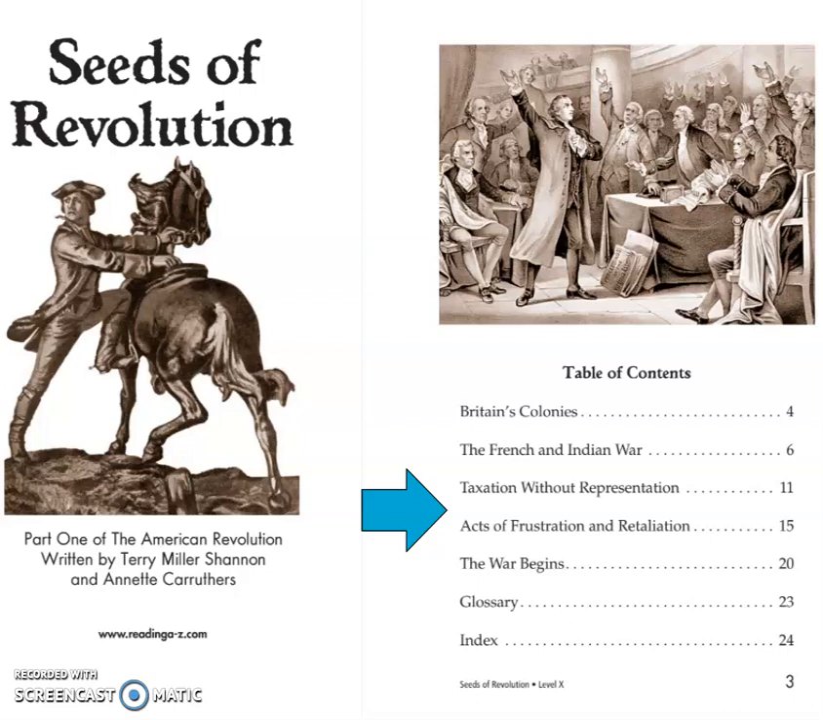Seeds of Revolution, Part 1 of the American Revolution. Table of Contents: Taxation without Representation, and Acts of Frustration and Retaliation.